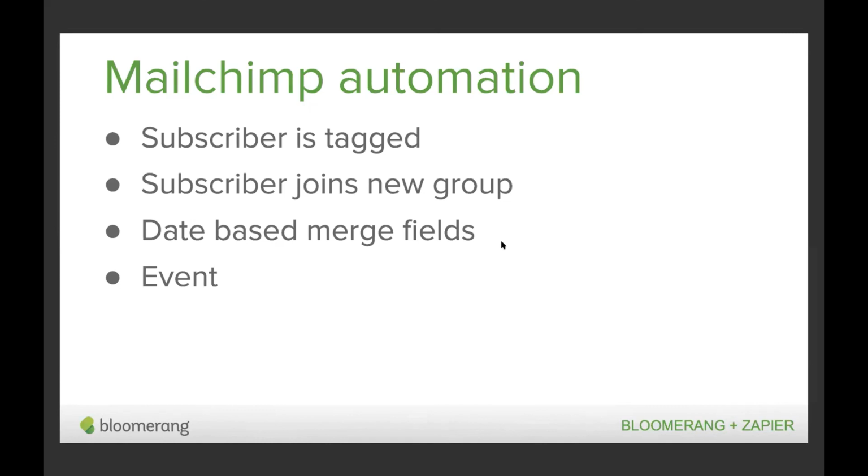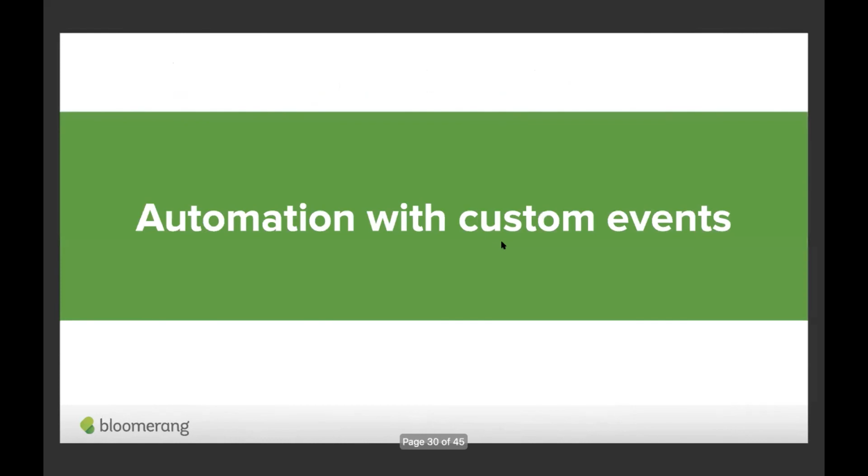Or we can trigger when a specific event is added to a subscriber. And so we're going to focus on this last use case, which is this Mailchimp-specific event feature, as this is a really powerful tool for different types of events that may happen in your Bloomerang database. So events in Mailchimp are similar to timeline activity in Bloomerang and are used to log certain activities the subscriber has with your organization. So different events on a subscriber's record in Mailchimp can trigger different automated emails or email series.